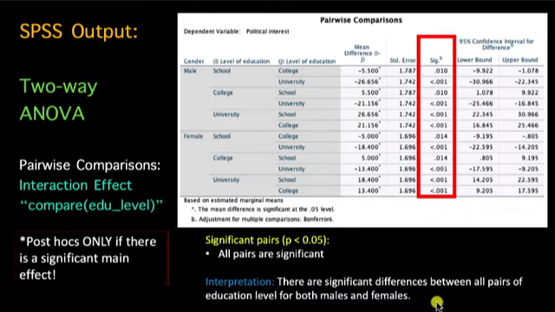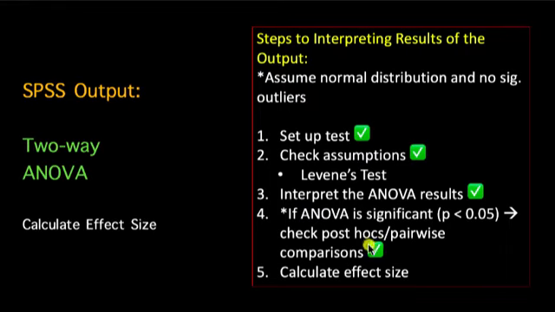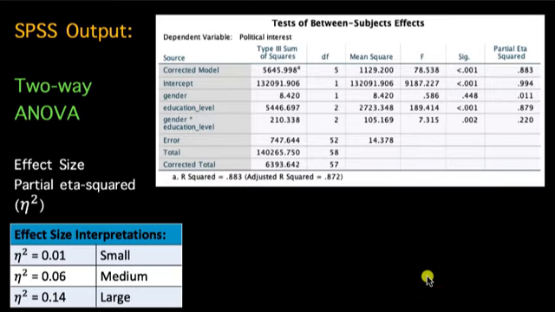So that takes care of our post hoc or pairwise comparisons. Again, only if your ANOVA results for your main effects are significant. And then we need to calculate the effect size. Now, the nice thing about the univariate setup is that it will automatically include an effect size calculation for you.